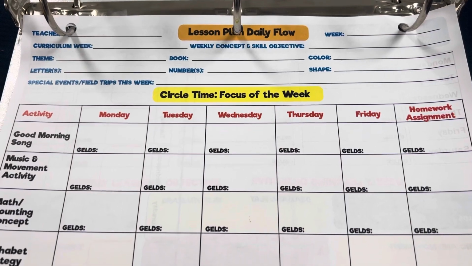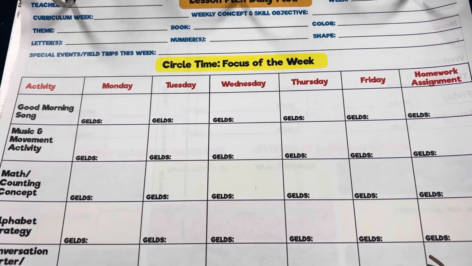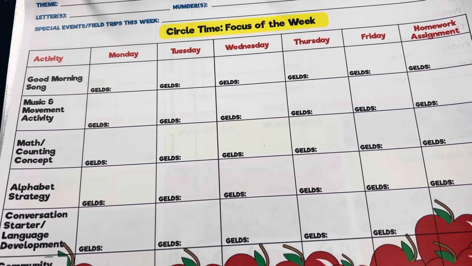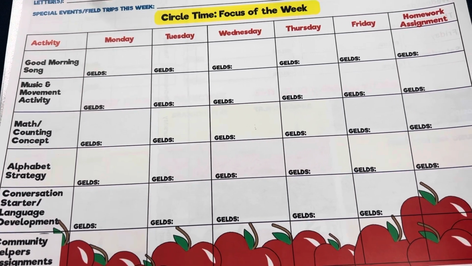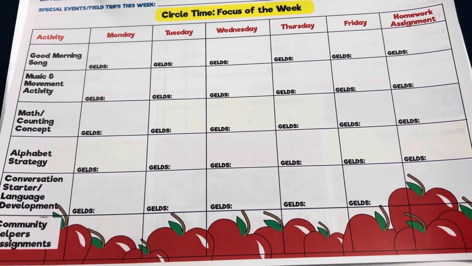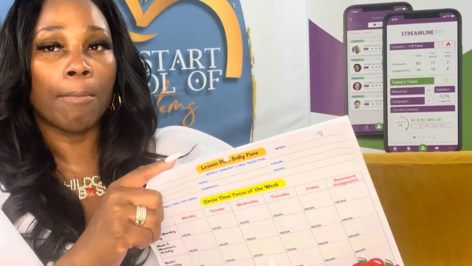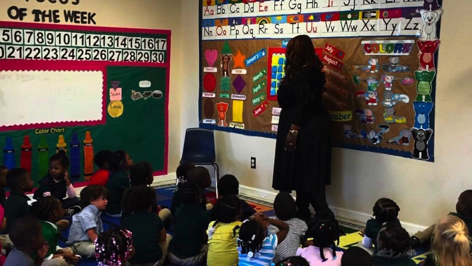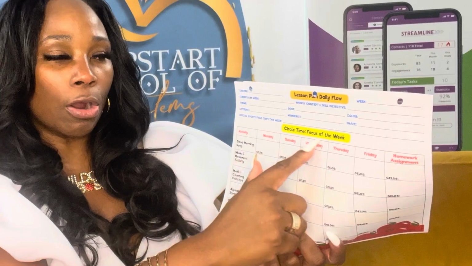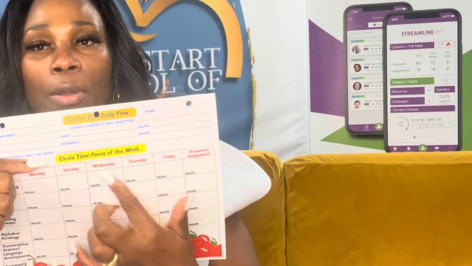Next, the most important area for my company was our circle time. During circle time was where we had our rules that were taught to the children, language development, rote count, alphabet counting, alphabet recognition, and where we did our attendance, our songs, our music and movement. So with that being said, I planned for our teachers to know in advance what they were going to do in circle time. So here we have our focus of the week.